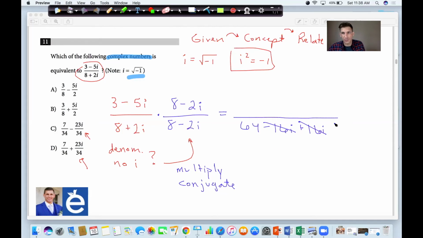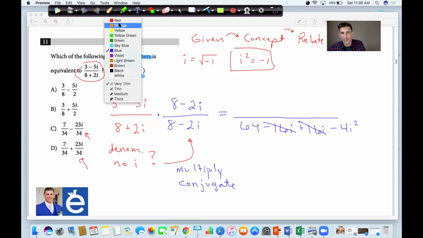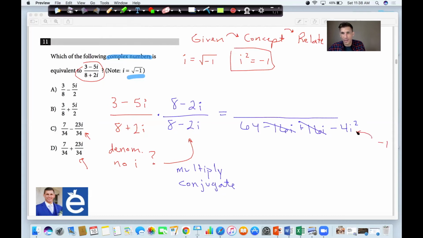And here's the other catch. My positive 2i times my negative 2i will give me negative 4i squared. The moment that I have an i squared, it's not an i squared anymore. It is now a negative 1. So now I can take my negative 1 and plug it in wherever I see i squared. That's what you want to associate: wherever you have i squared, you're going to plug in a negative 1.